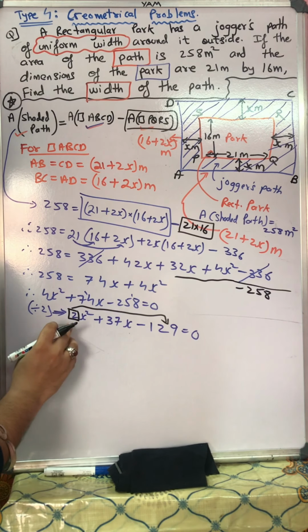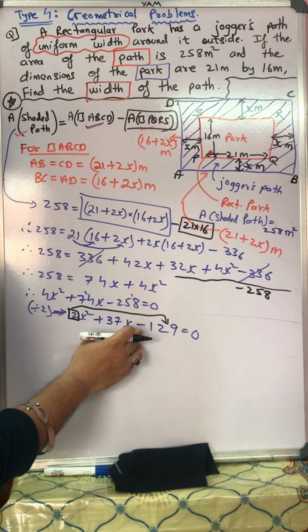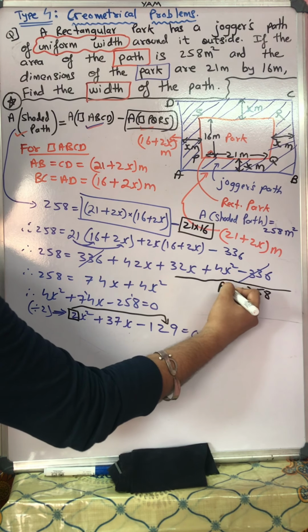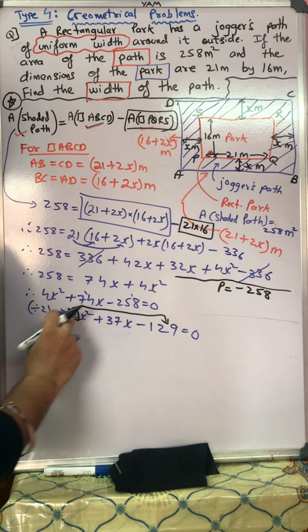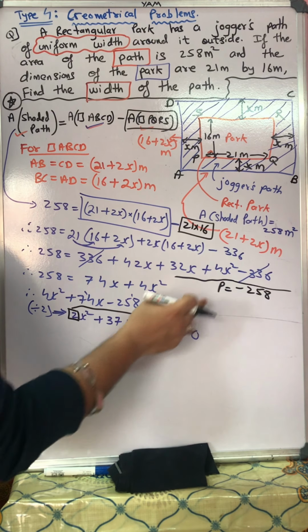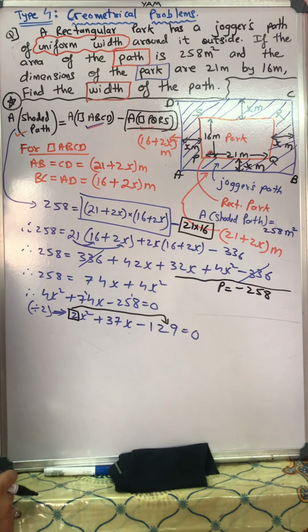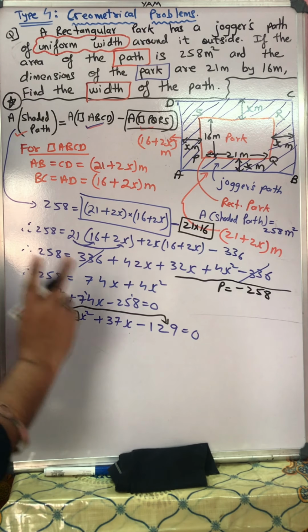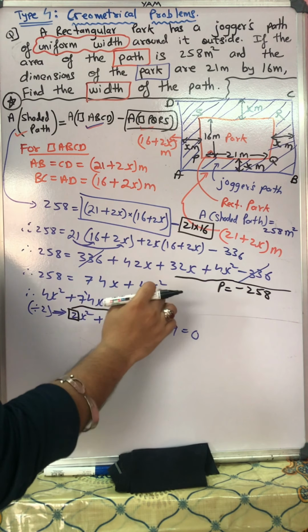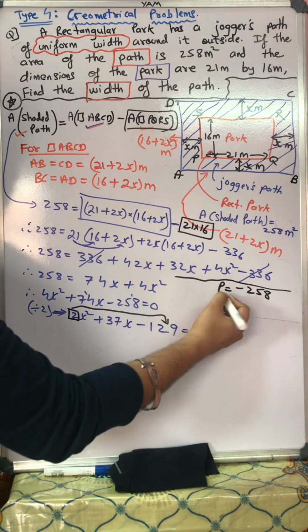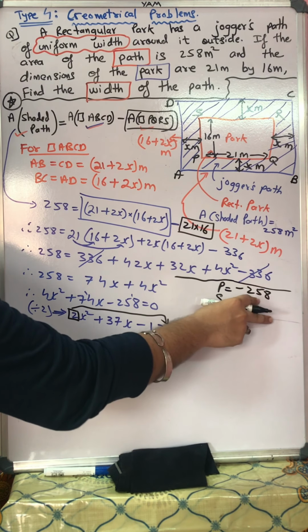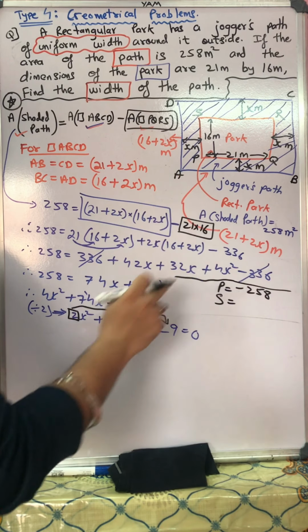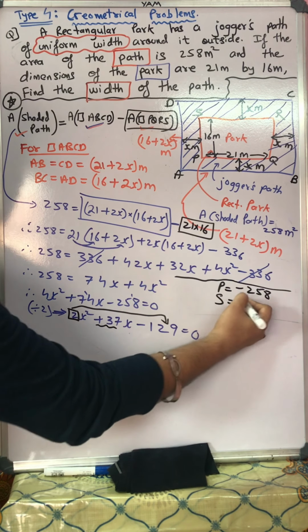Okay, so 2 into 129 is 258, but it's minus. So that means we need two numbers such that when we multiply those two numbers, the product should be minus 258. And when the same two numbers are added, we should get plus 37.